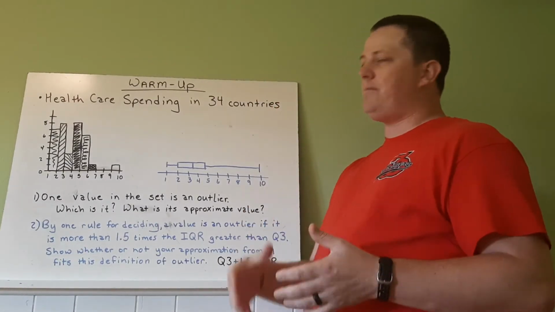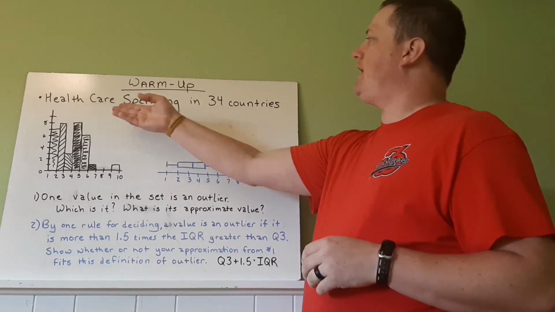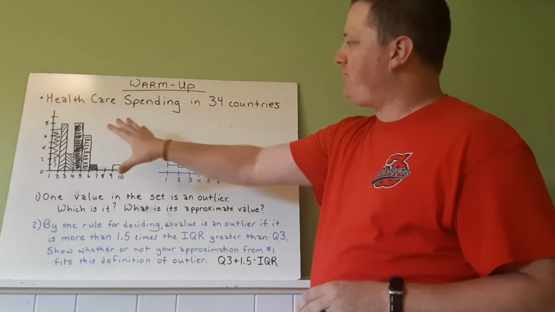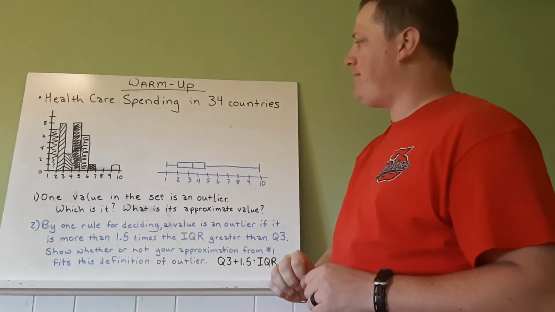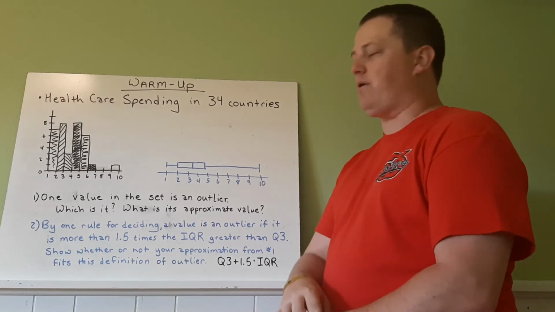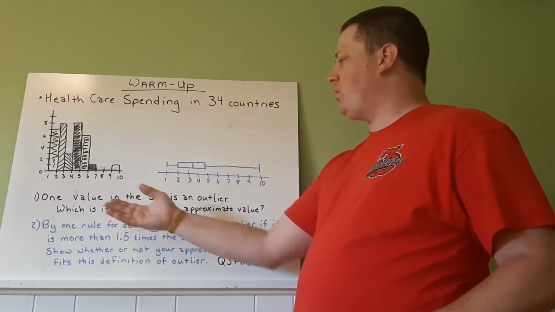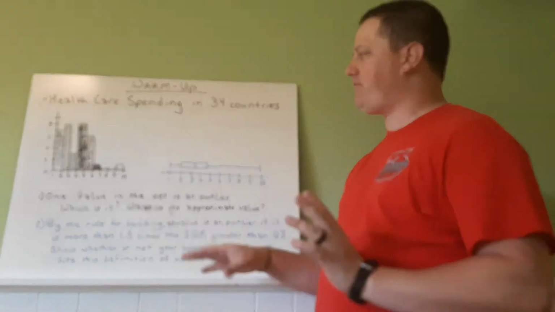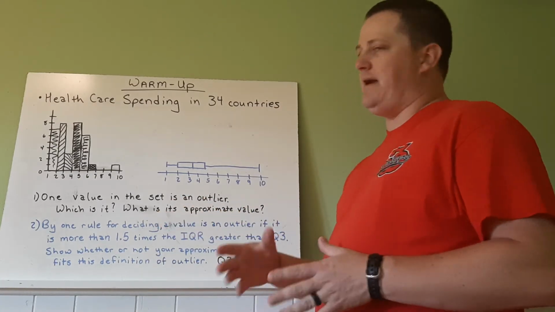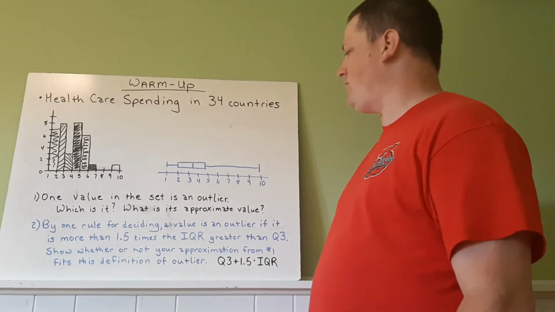All right, so your warm-up for class tomorrow is we're looking at healthcare spending in 34 countries. So I have two graphs. Here we have a histogram of the spending. Here we have a 5-number summary or a box plot. One value in the set is an outlier. Which is it? So when you look at these graphs, can you pick out where the outlier is? And then I want you to approximate what that value is. So just make an educated guess on what it is.